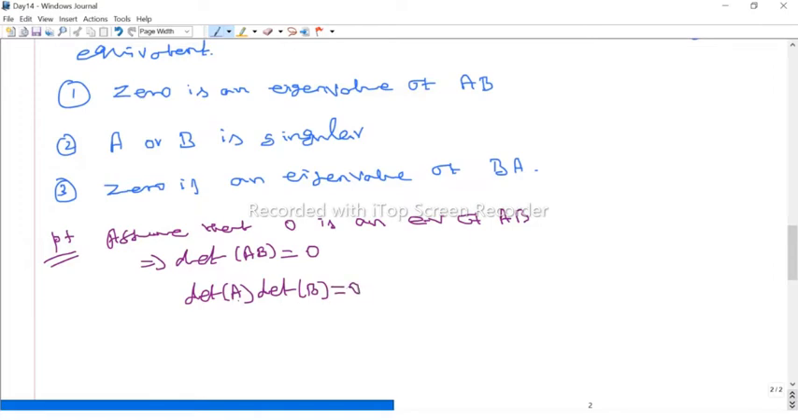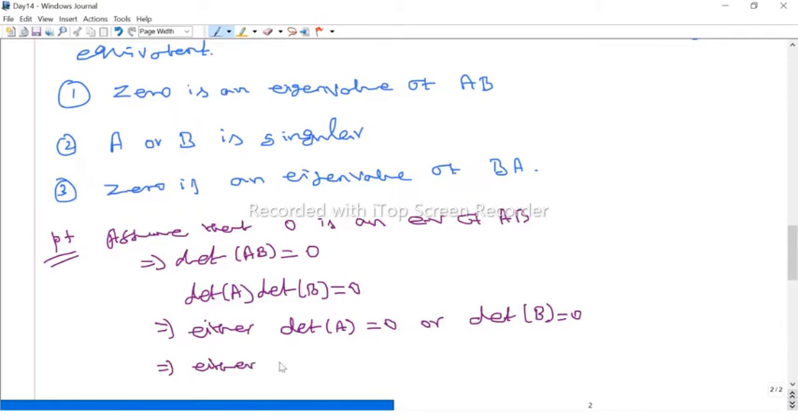Since the product of two numbers, namely determinant of A and determinant of B, is equal to 0, one of the numbers must be 0. So this implies either determinant of A is 0 or determinant of B is 0. Determinant of A is 0 means what? A is singular. So either the matrix A is singular or B is singular. Singular means what? It is not invertible.